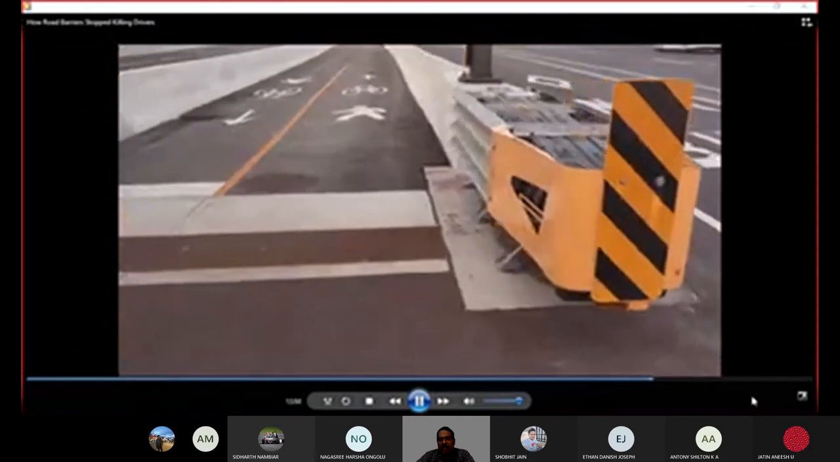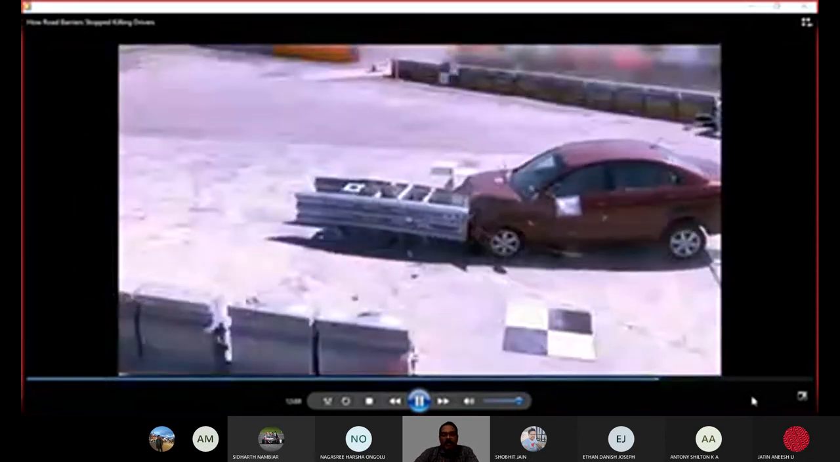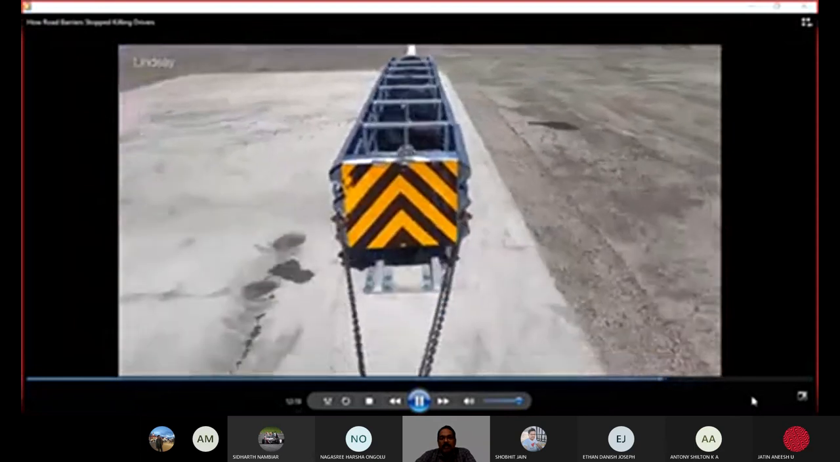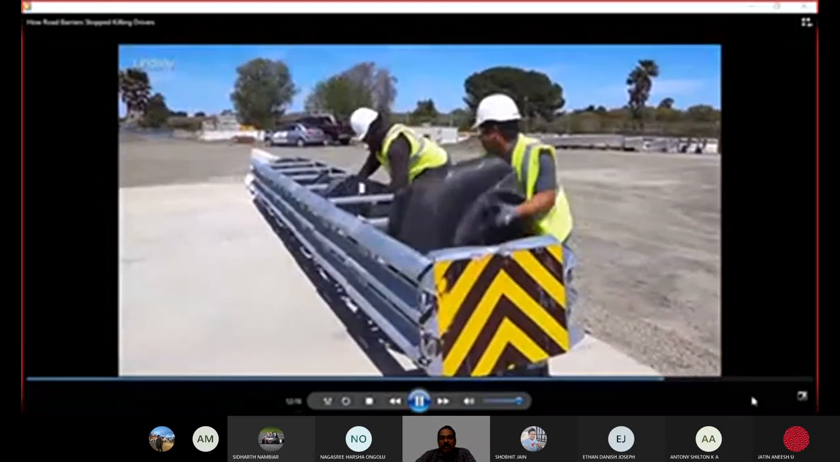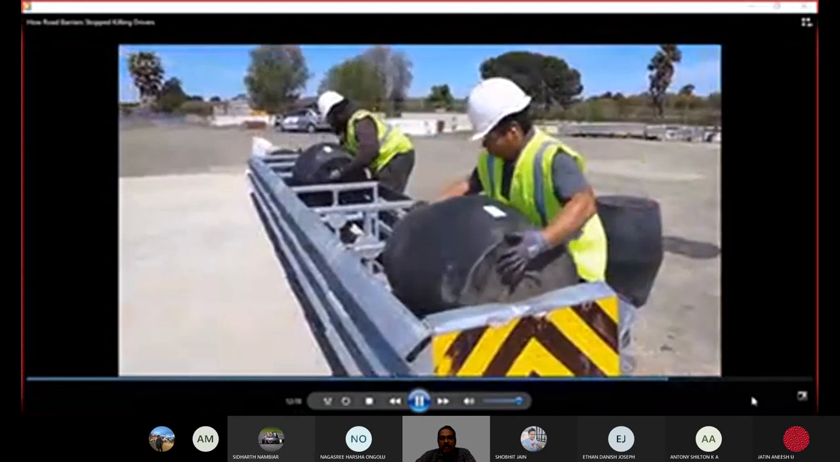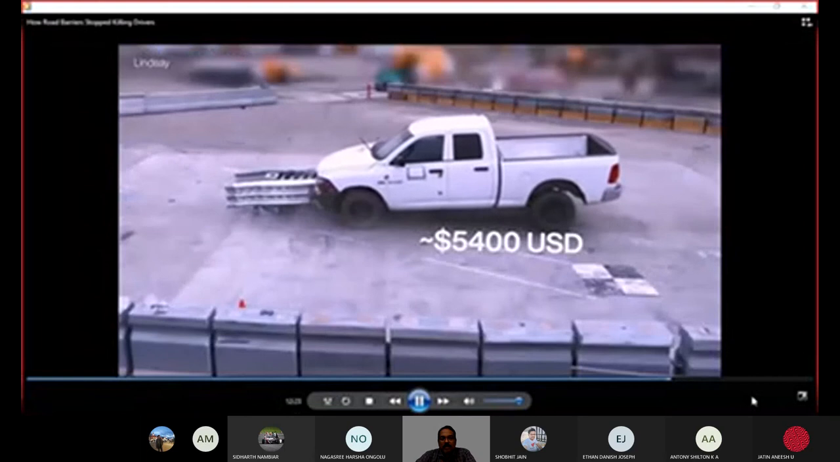Next, we have cushions like this QuadGuard M10 that are better for frequently hit locations. When hit, the steel structure collapses, but is designed to survive, and can often be reused by pulling it out with a truck. Afterwards, you have to replace the cartridges inside, which can cost around $900 each. Larger systems can use six of these, which can get expensive if hit often.